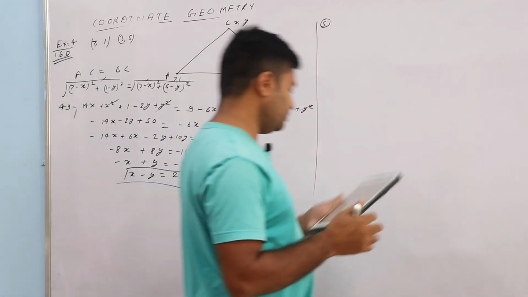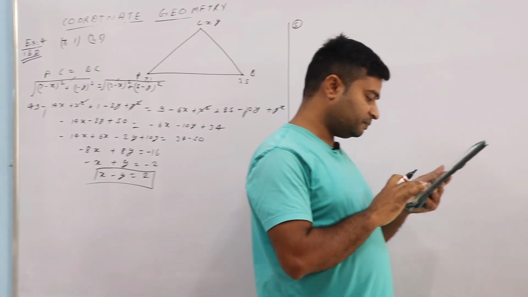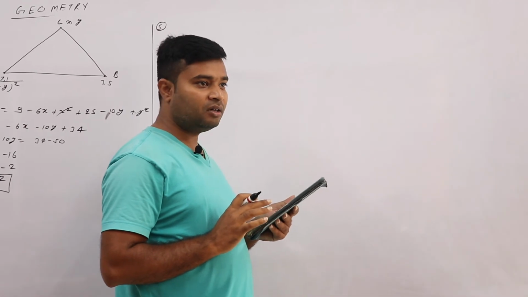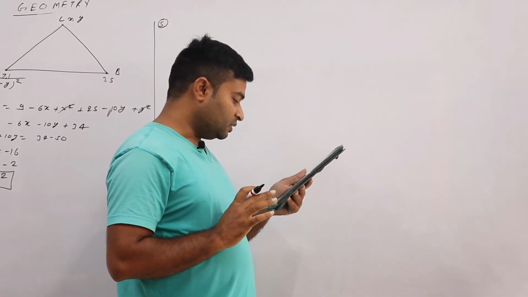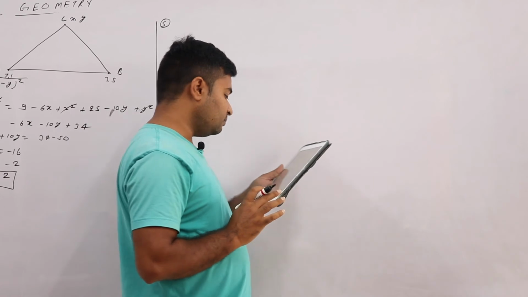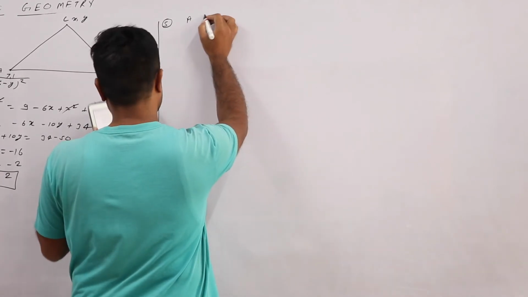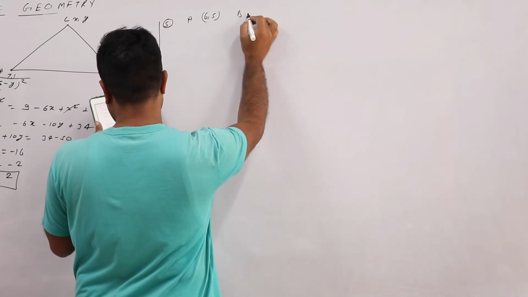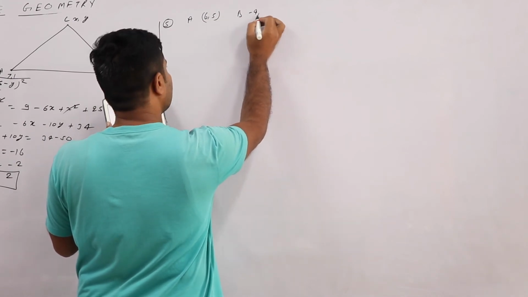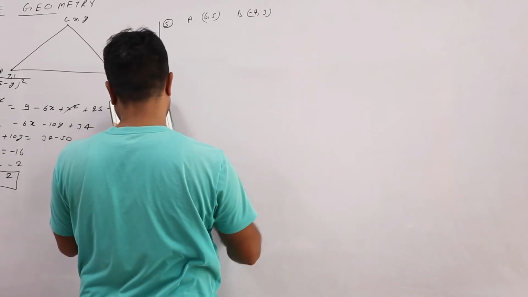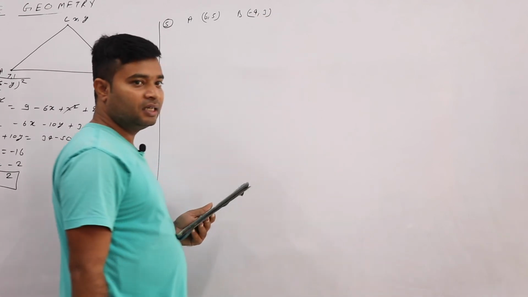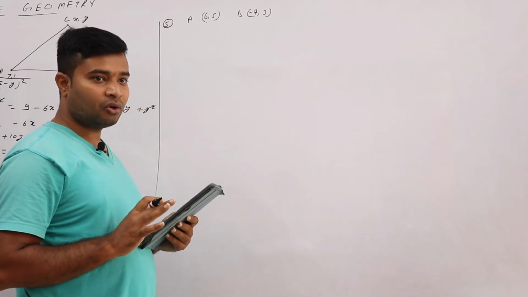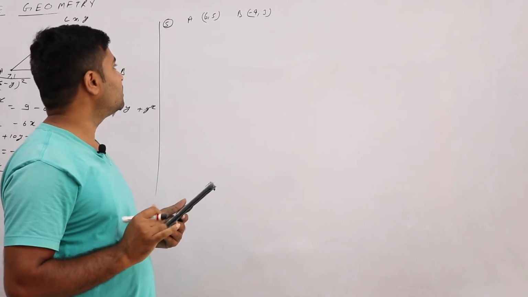See example number 5. The question says find a point on the y-axis which is equidistant from A (6, 5) and B (minus 4, 3). Correct? And where should we find the point? On the y-axis. Acha.